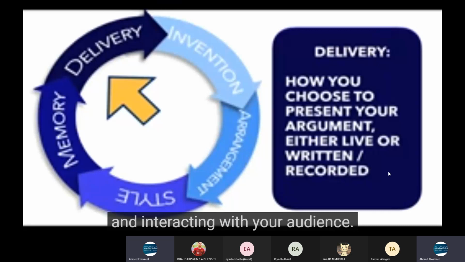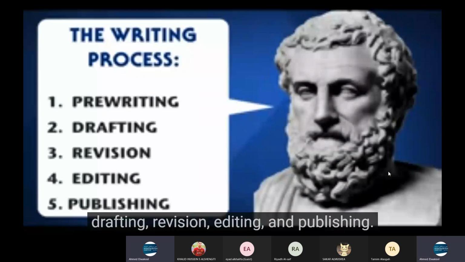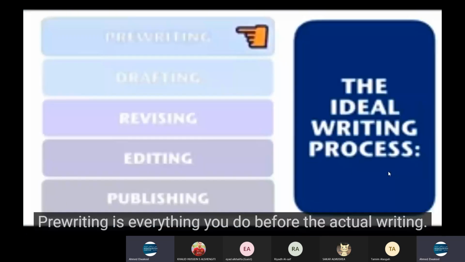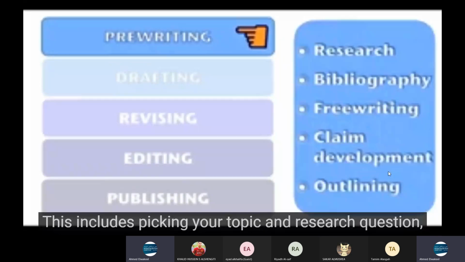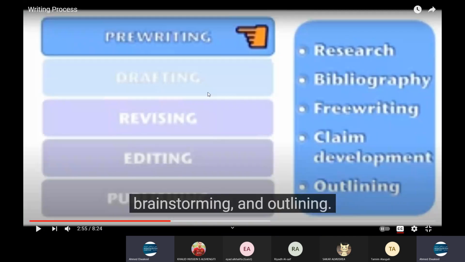My version divides the process into pre-writing, drafting, revision, editing, and publishing. Pre-writing is everything you do before you start the actual writing. This includes picking your topic and a research question, doing research, getting your preliminary thesis figured out, brainstorming, and outlining. This is the most important step while writing, which is pre-writing.